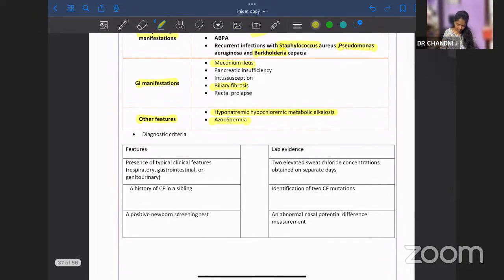What is the diagnosis? Presence of typical features. It should be either one of these features, or history of cystic fibrosis in a sibling, or a positive newborn test. Any one among this should be there, plus lab evidence. What is the lab evidence? You do a sweat chloride test. If the value is more than 60 milliequivalents, it is positive. Then you do a mutation study or abnormal nasal potential difference. Any one among these: one from clinical feature, one from lab feature.